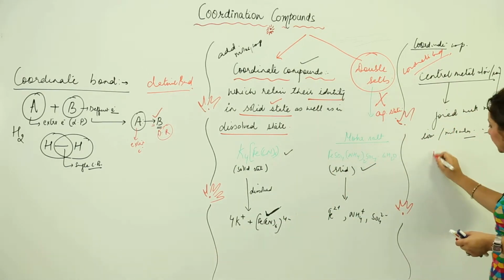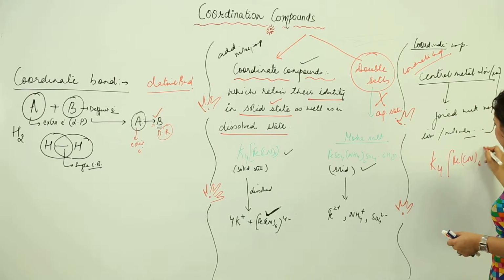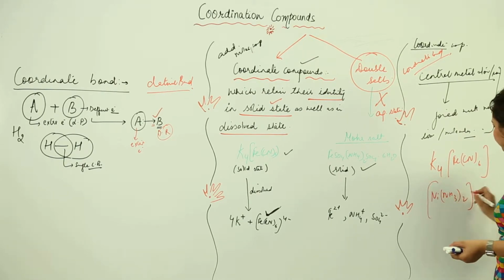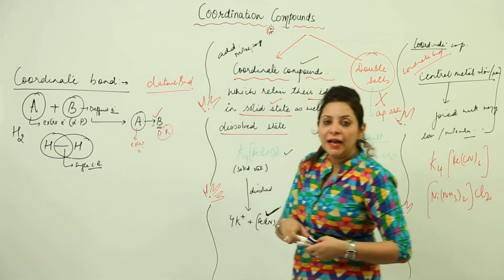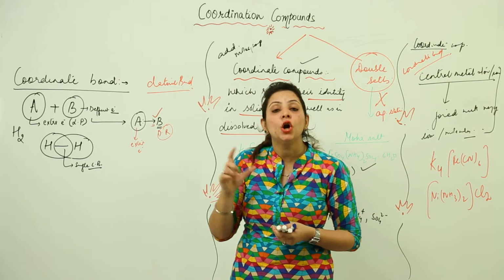Like the example I already told you, K4[Fe(CN)6]. One more, [Ni(NH3)2]Cl2. So there can be as many coordinate compounds as you like, in which the central metal atom or ion is joined with ions or molecules by a coordinate bond.